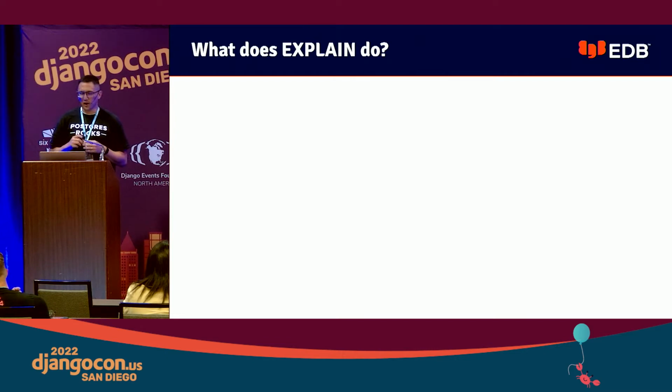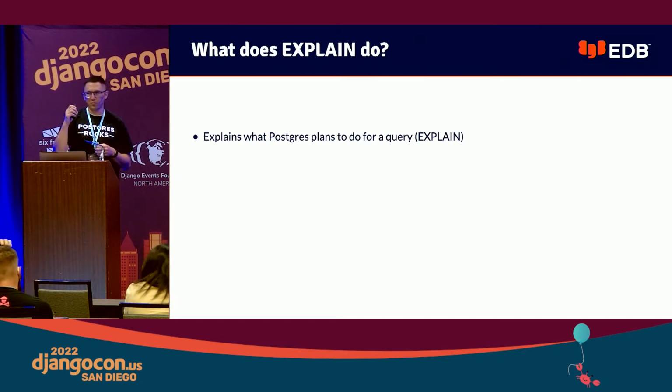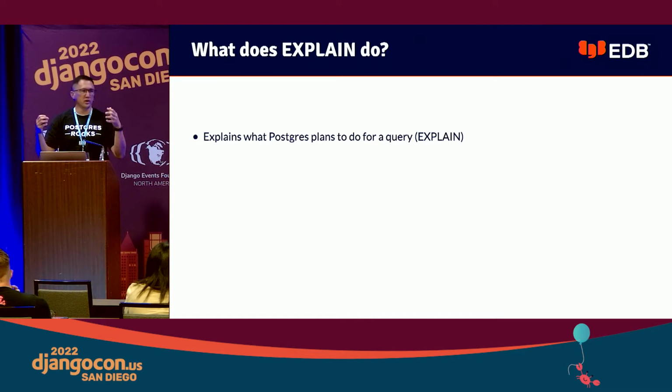Okay, so just starting off, what does explain do? Explain is a feature of Postgres where you just take a query and you add the word explain to the front of it. What it'll do is print out a query plan for you. It'll show you, oh, I'm going to use this index, I'm going to use this kind of join method, and all the stuff that it does to get that output to your application.